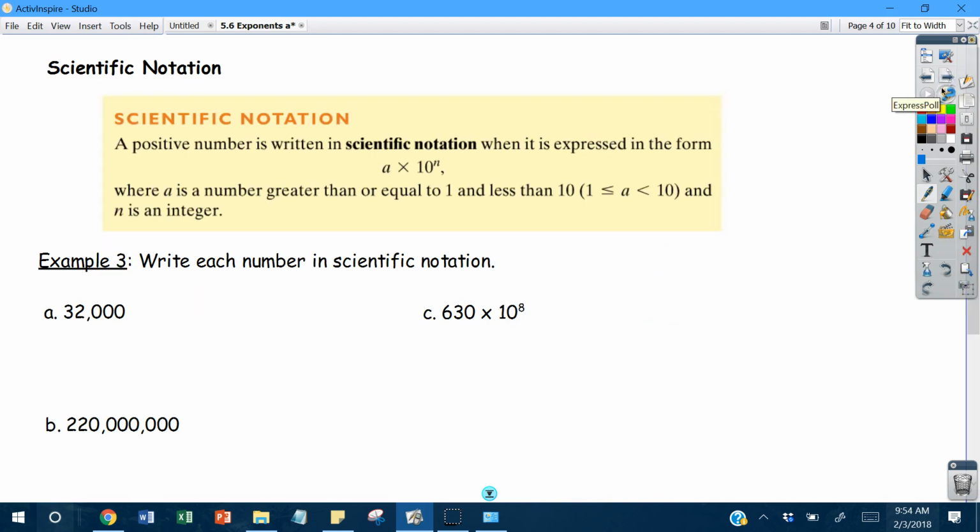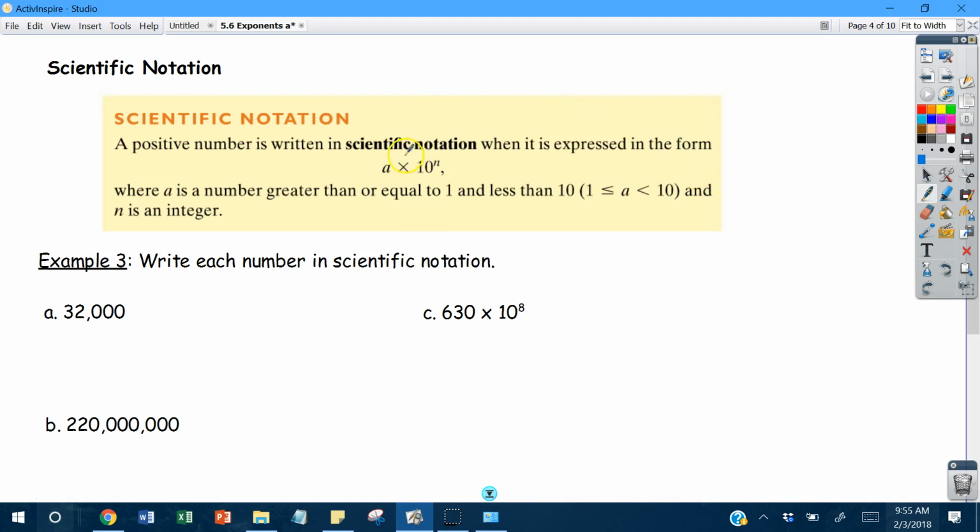Now let's talk about scientific notation. Now this is something you've probably seen at some point in your life in science class in particular. Scientific notation is a way of expressing really big numbers or really small numbers a little more simply. It really comes into play when we have numbers with a lot of zeros in it, like B here, or if we have decimals that are really, really small and there's a lot of zeros after the decimal.